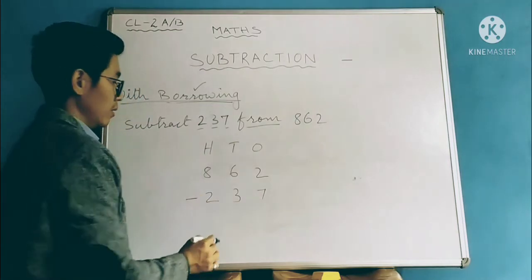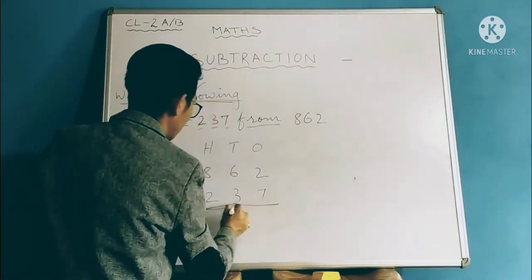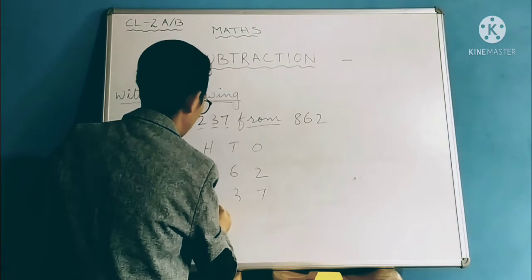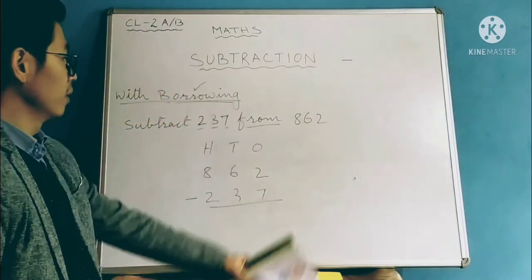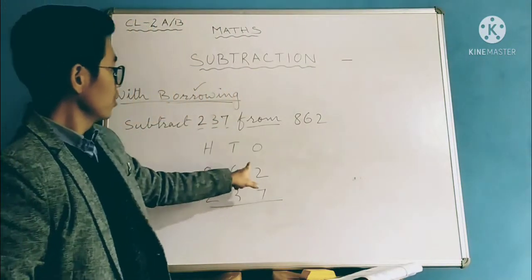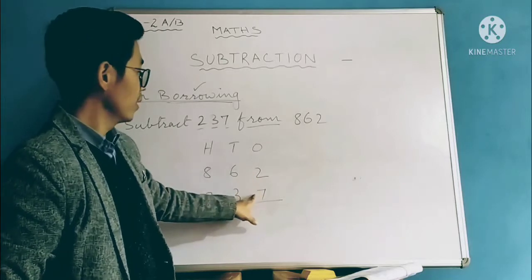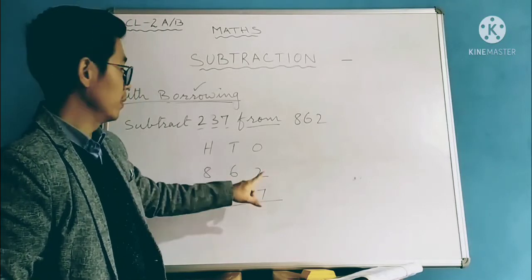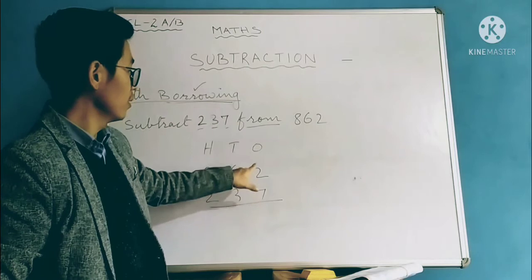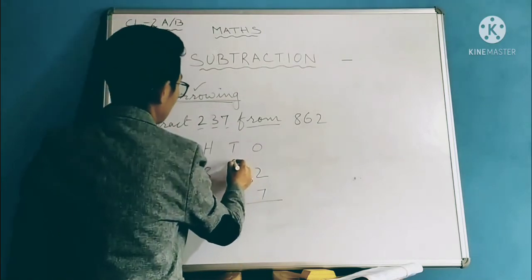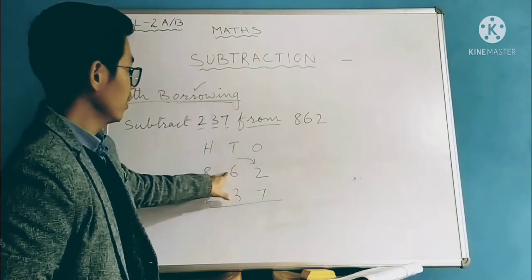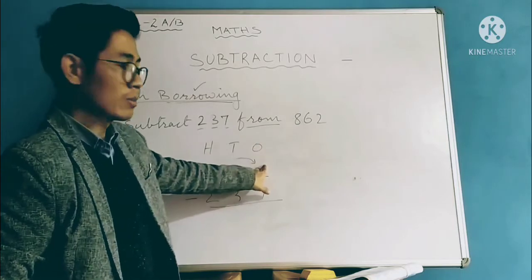Put the minus sign or subtraction sign. Let's subtract this number. Okay, let me draw only a single line. Okay, let us subtract these two numbers. Now, 2 minus 7 is not possible because 2 is smaller than 7. 7 is greater than 2. So for this you need to borrow a number from tens place to ones place.